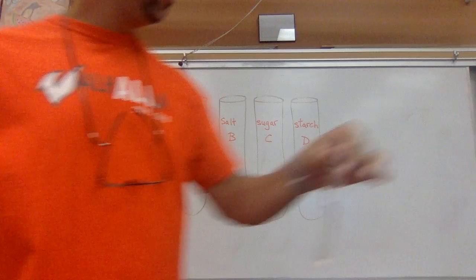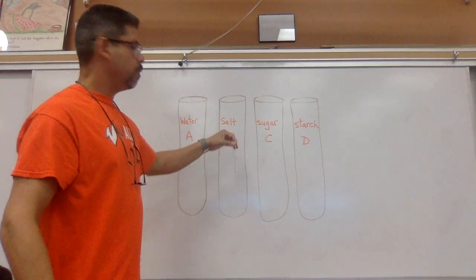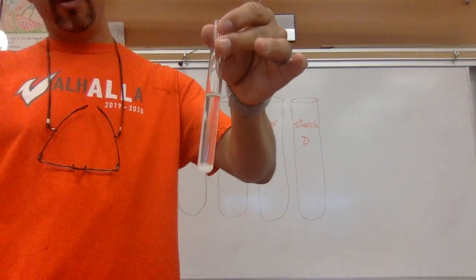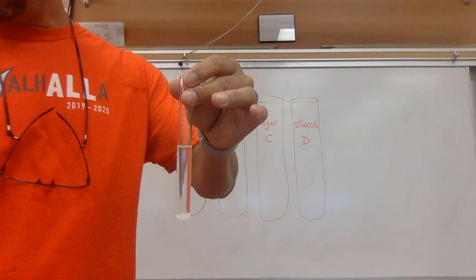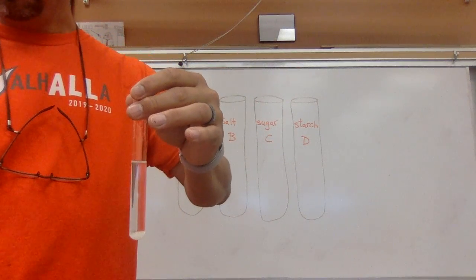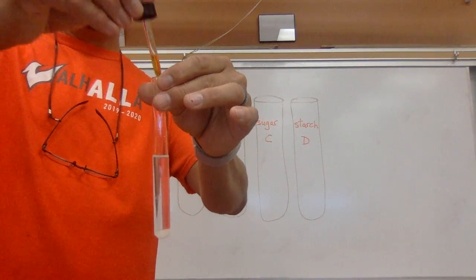Now let's go ahead and move on to B right here, salt. I mixed in some of that table salt in here. I put a little too much. You can see some of it's at the bottom. That's okay. It doesn't matter. It's not going to affect anything. So let's put some iodine in here.